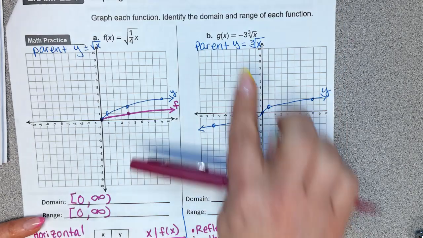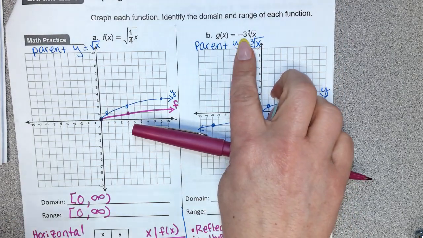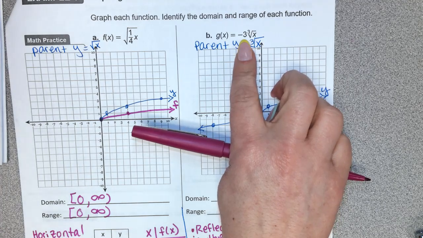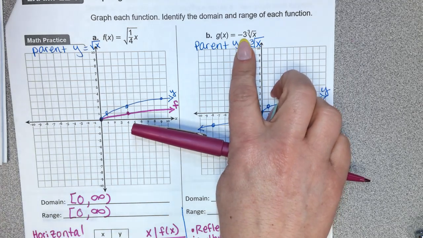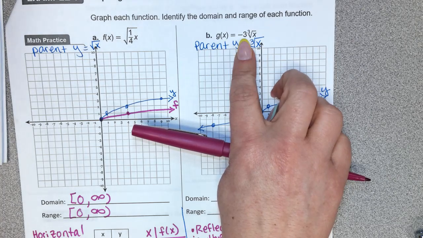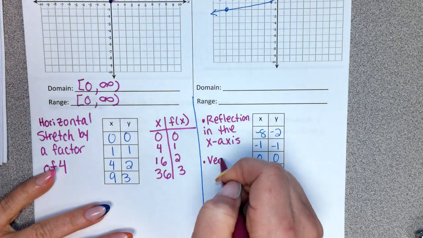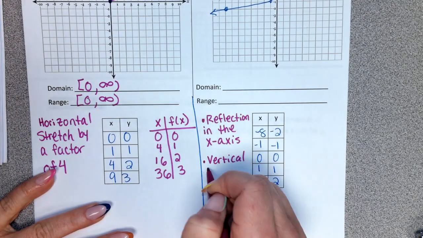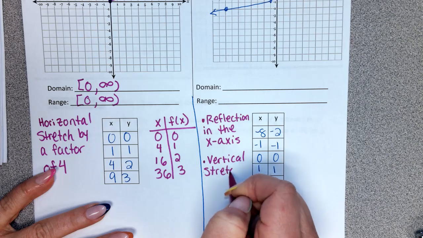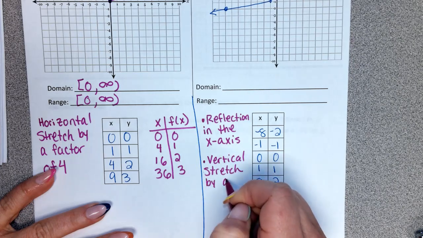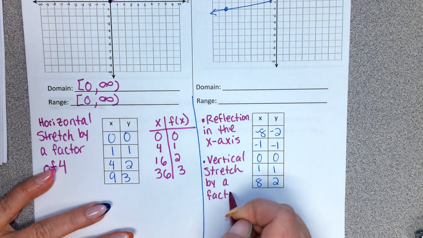Also, I have a 3 outside of the radical and right in the front. A 3 is bigger than 1. So since it's in the front, it's not in the radical. That means it's a vertical stretch or compress. 3 is bigger than 1, so it's a vertical stretch. So that's going to be a vertical stretch by a factor of 3.